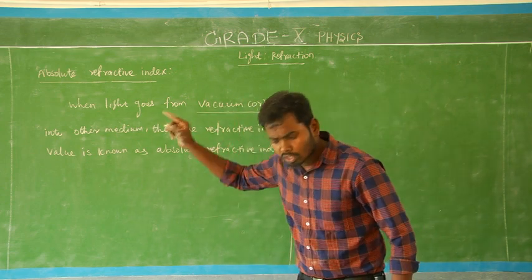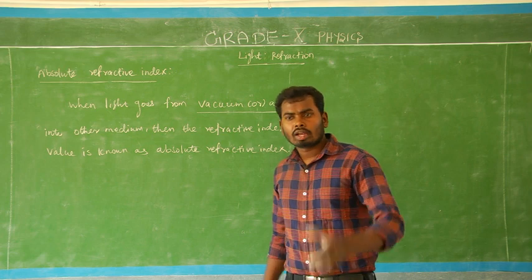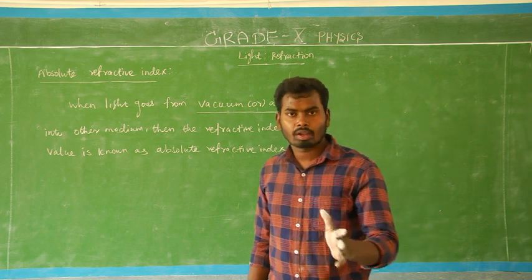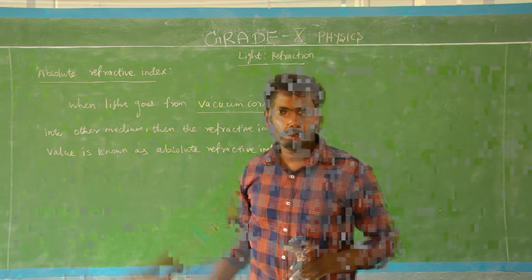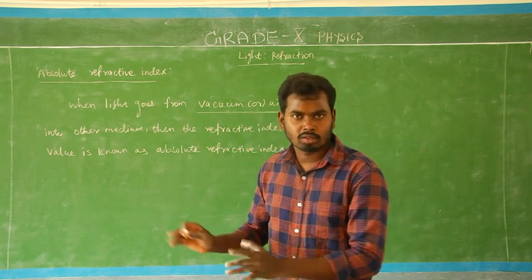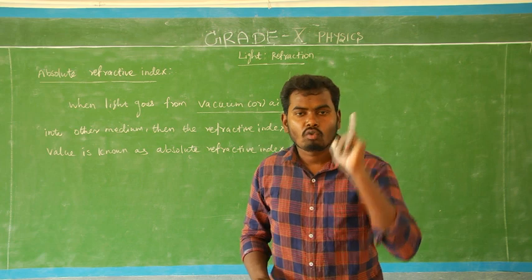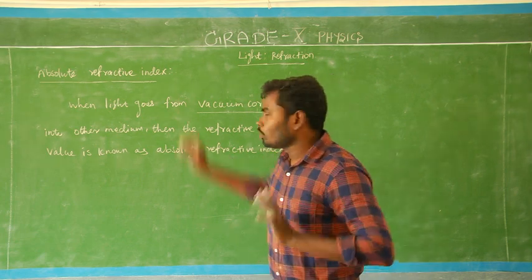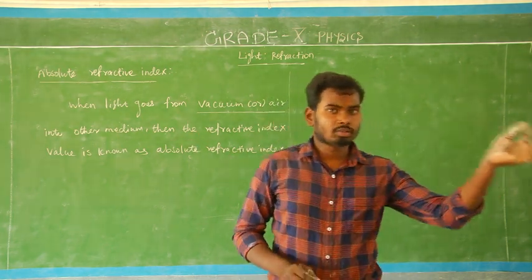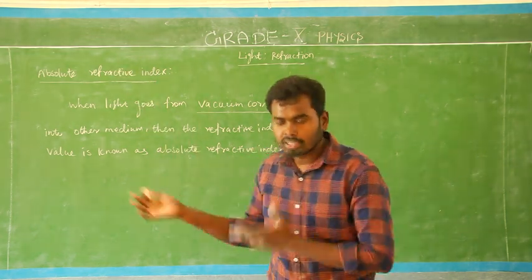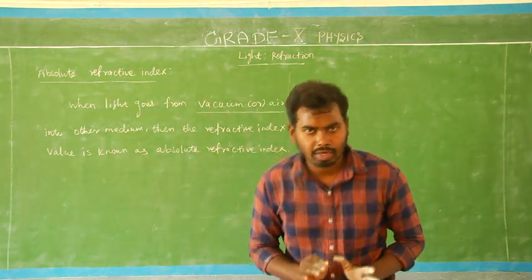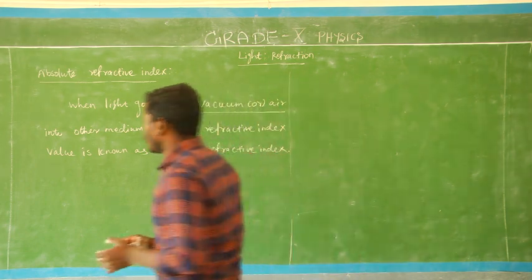So in absolute refractive index, light should go from only vacuum to another medium. So vacuum is a must. The first medium should be only vacuum. In absolute refractive index, light always goes from vacuum to another medium, isn't it? So that is called absolute refractive index. You can easily remember that.